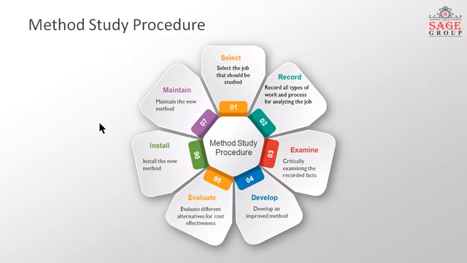So, the method study consists of these basic steps. First one is select. We have to select the job that we study. Second, record. We have to record all types of facts and the process for analyzing the job. Third, examine. Critically examine the recorded facts. And develop and improve the method.